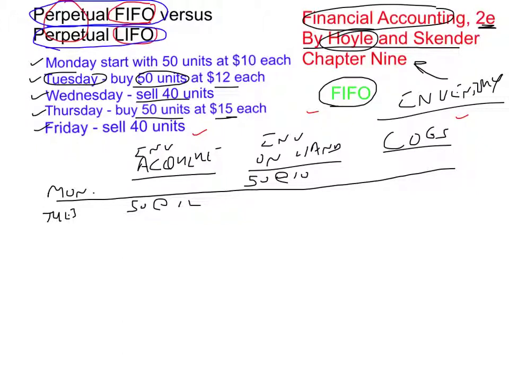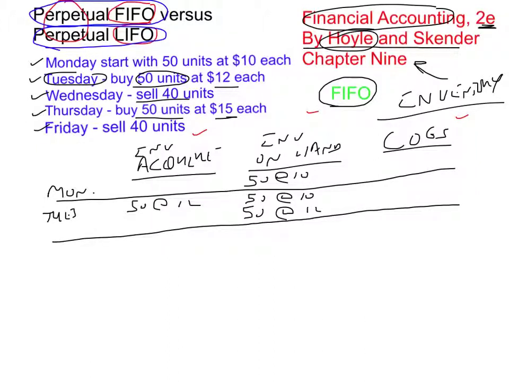Now, what do you have then? Well, you have the original 50 at 10, and now you have an additional 50 at 12. So you're keeping up with your inventory as you go along. If somebody asks you how much inventory you have, 100 units. 50 costs you $10 a piece, and 50 costs you $12 a piece. We go to Wednesday. On Wednesday, we sell 40.